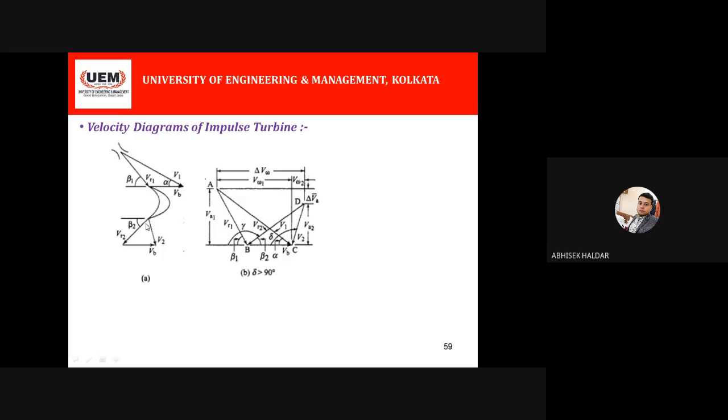Same thing we will have at the outlet: v2 and vr2. v2 is the absolute velocity at the outlet, vr2 is the relative velocity at the outlet. Alpha is the nozzle angle, and beta is known as the blade angle. Beta 1 is the inlet blade angle, beta 2 is the outlet blade angle. All these nomenclatures will be shown to you.